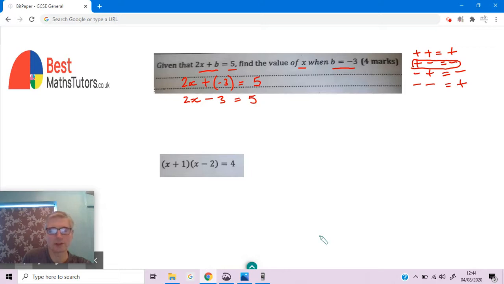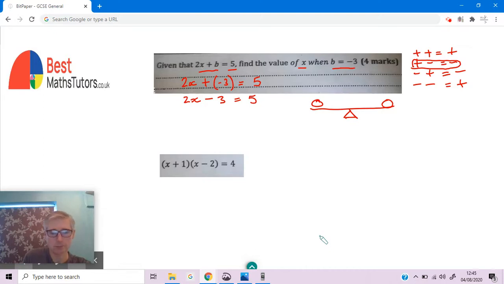Now what we need to do is get the x on its own on the left-hand side of the equation. So to do that, we're going to follow the system of doing the same thing to both sides of an equation. We can think of it as being like a balance. If you imagine a seesaw, we've got something on one side and something on the other. If it's balanced, for it to remain balanced, whatever we do to one side, we've got to do the same thing to the other side.